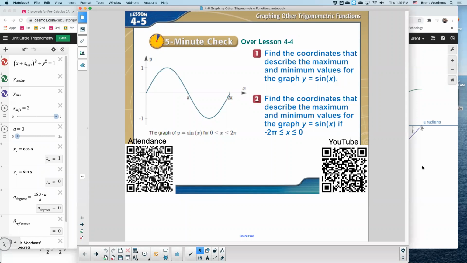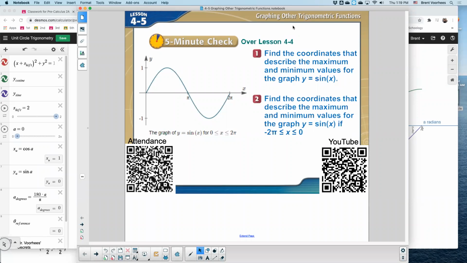All right, we're taking a look at lesson 4.5 today. 4.5, specifically, is going to be looking at graphing other trig functions. And though we could use the calculator for almost everything, there's one thing the calculator cannot do, and that's asymptotes. That's where I'm going to spend my time today: we're going to look at vertical asymptotes. That's what's new.